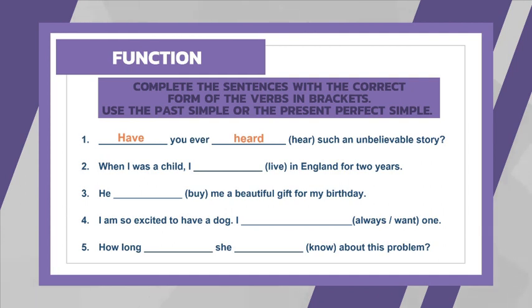Two, when I was a child, I lived in England for 2 years. Three, he bought me a beautiful gift for my birthday. The correct answer is he bought me a beautiful gift for my birthday. Four, I'm so excited to have a dog. Please tell me the correct answer of number four. I'm so excited to have a dog. I have always wanted one.